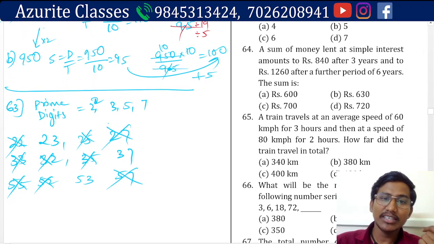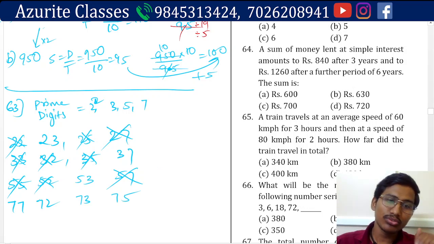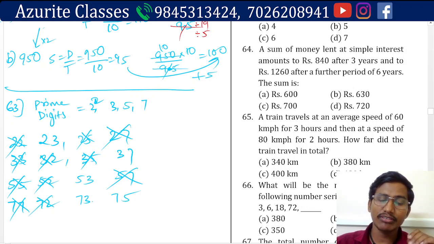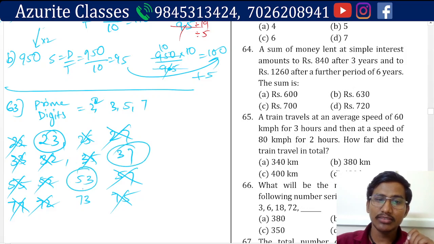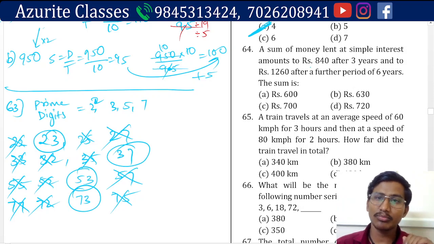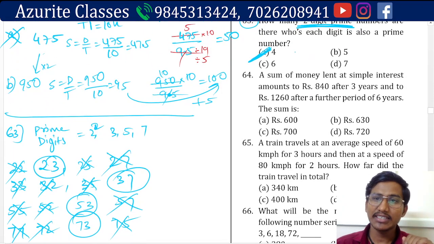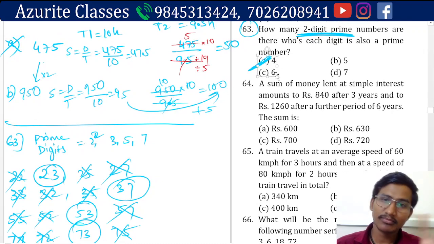Next, if you start with 7: 77, 72, 73, 75. 77 is not prime, 11 sevens are 77. 72 is not, 73 yes, 75 is not. So how many are there? If you see, 1, 2, 3 and 4. So 4 prime numbers will come, whose digits are also prime. The option is option A.